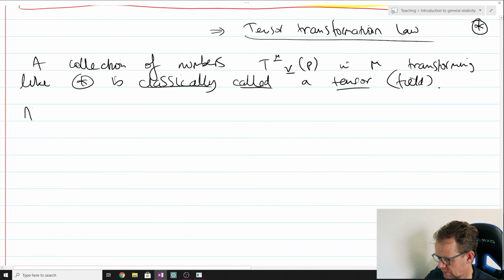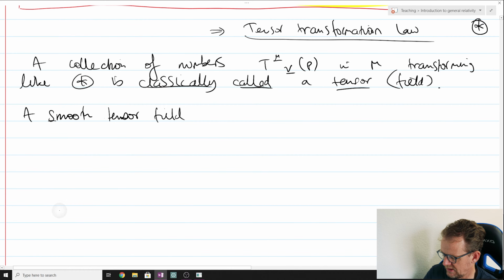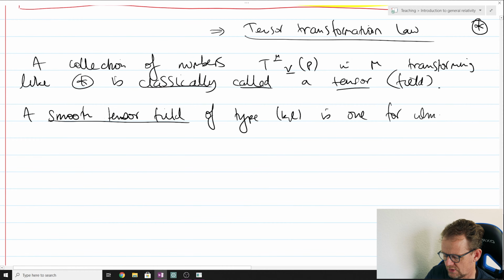Now, here's an important notion that we can apply immediately to tensor fields. I haven't said anything about how smooth the tensor field is. Right? It might not even be differentiable. It could transform that way, but not be differentiable. Let's sort that out. So a smooth tensor field of type (k,l) is one for which the following scalar function is smooth.